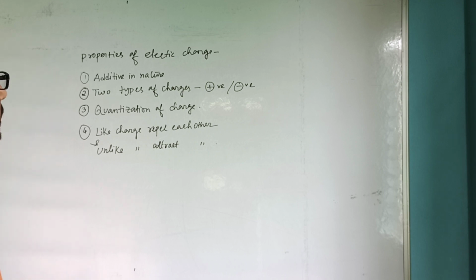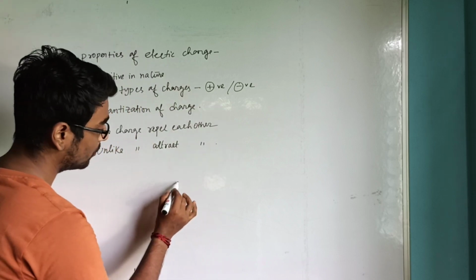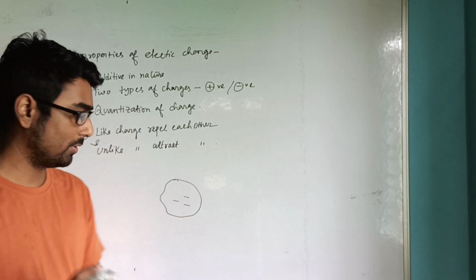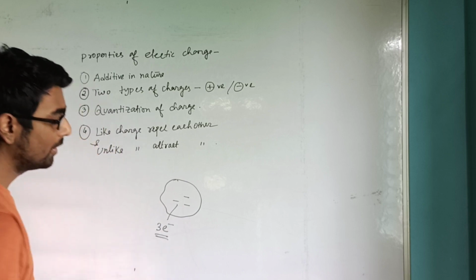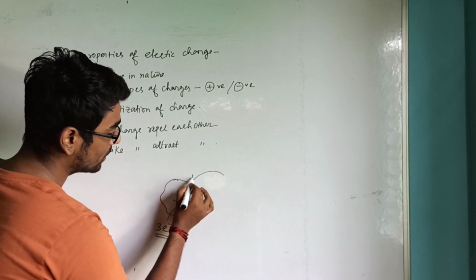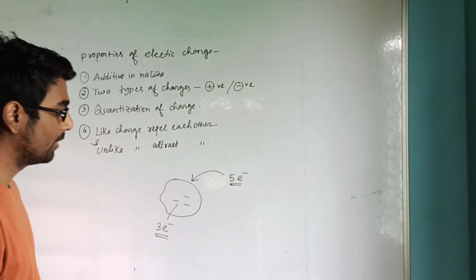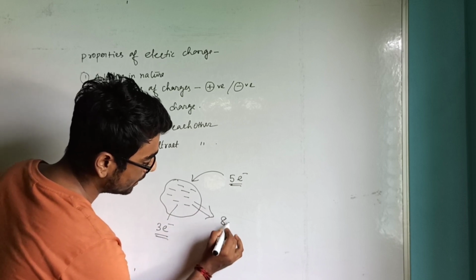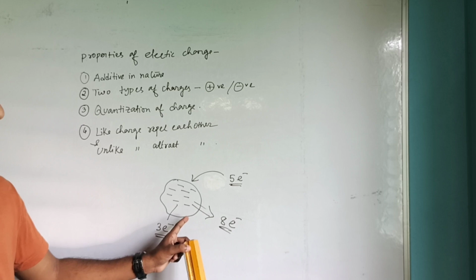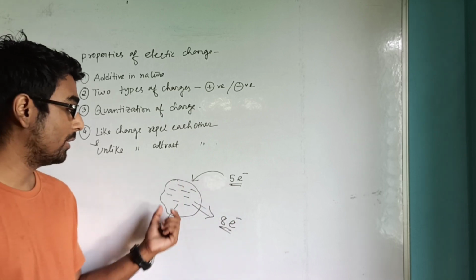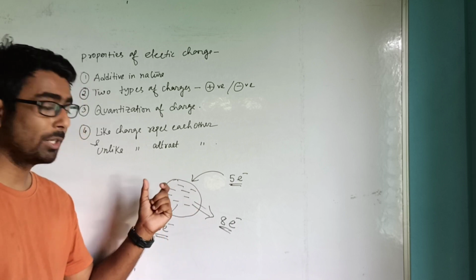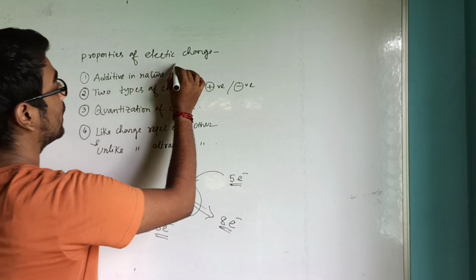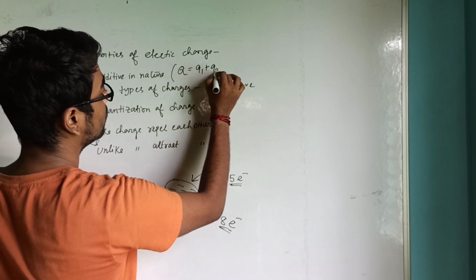Now if we discuss the first one, additive in nature, it means, suppose I am giving you an example, there are 3 electrons present. Now if we pour in 5 more electrons, as a whole we will get 8 electrons. That means electrons are additive in nature. That means we can add up the number of electrons here. Though it is not the actual case, it is just an example to make you understand the first point. So we can write total charge equals Q1 plus Q2 plus like that.